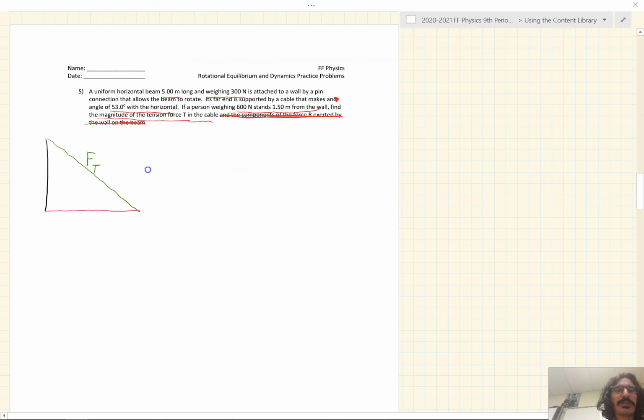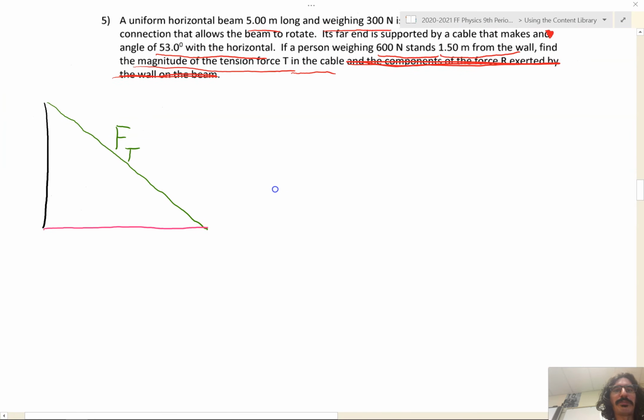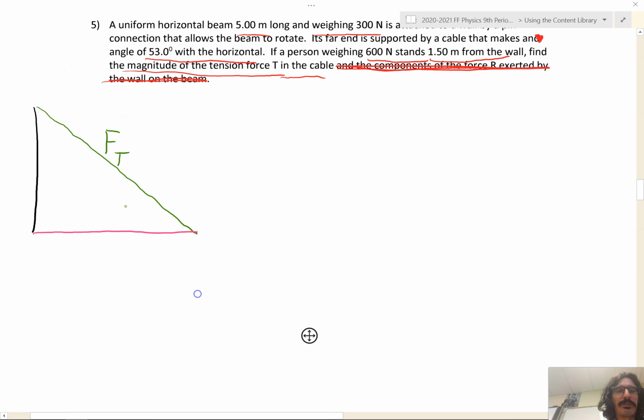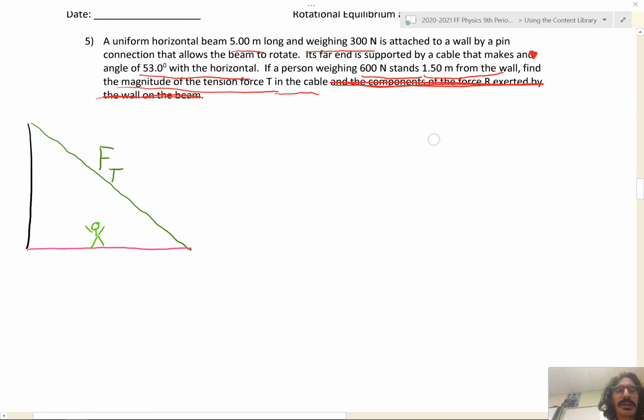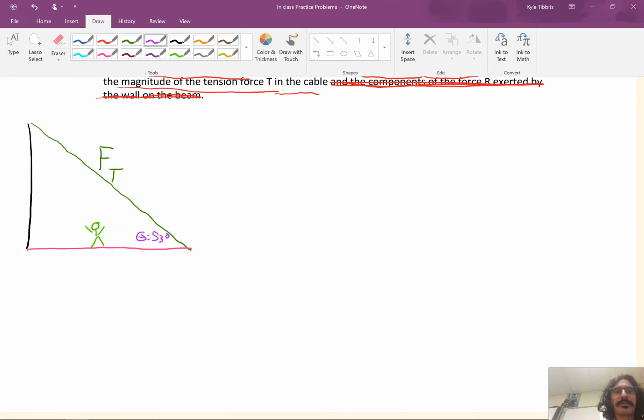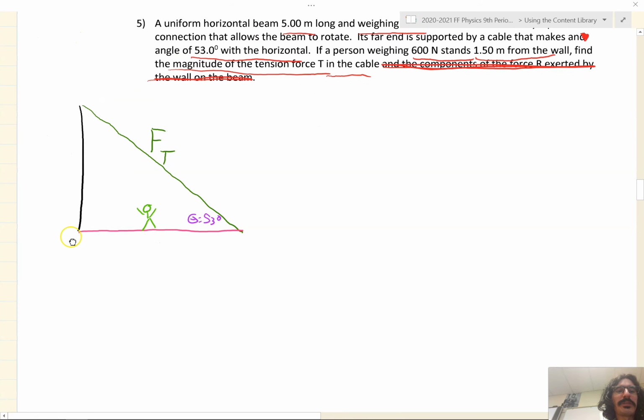And we also have a person standing on this beam 1.5 meters away from the wall. This is not drawn to scale. And the angle between the cable and the beam is 53 degrees. We also know that the point of rotation is at the pivot point on the wall.